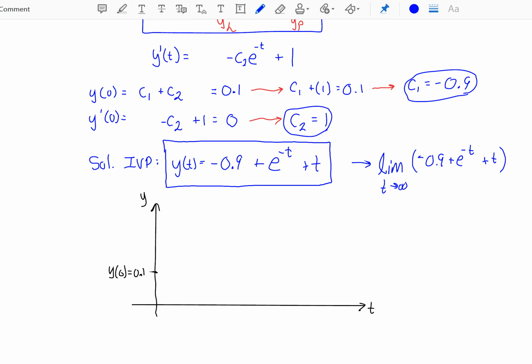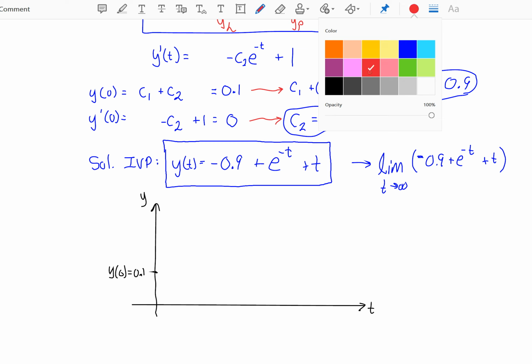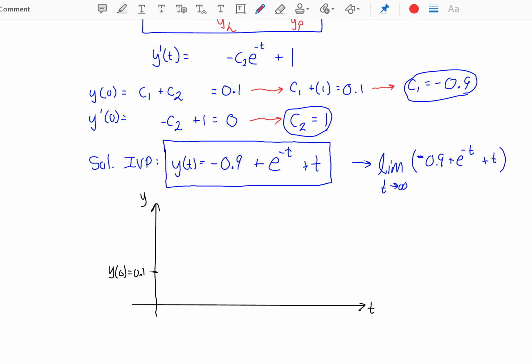Remember that the limit of the sum of a bunch of functions is the sum of the limits. So here we can evaluate each one individually. And notice as t goes to infinity, e to the negative t would have to go to 0. As t goes to infinity, t goes to infinity again. So you'll have negative 0.9 plus infinity. This goes off to infinity, which tells us our solution curve would start here and have to kind of go off towards infinity. That's the solution to our IVP.